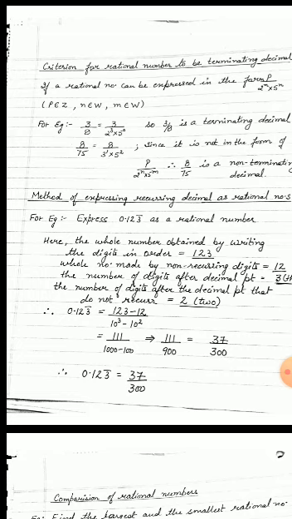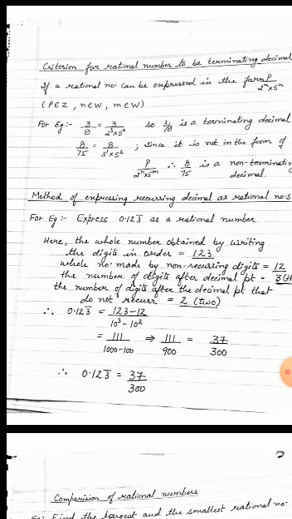Next, we have the concept of how to express a recurring decimal as a rational number. We discussed earlier that a recurring decimal is a decimal in which the digits after the decimal repeat themselves. For example, we have 0.12333, which is a recurring rational number. If we want to convert this number into a rational number of the form p upon q, how can we do so? First of all, write the whole number obtained by writing the digits in order. So we get 123.